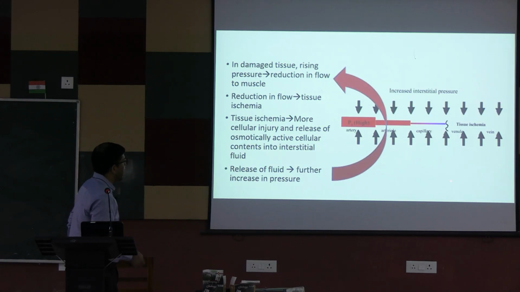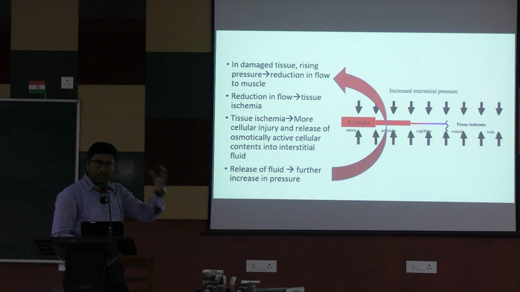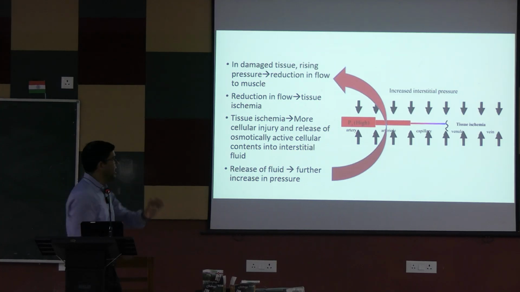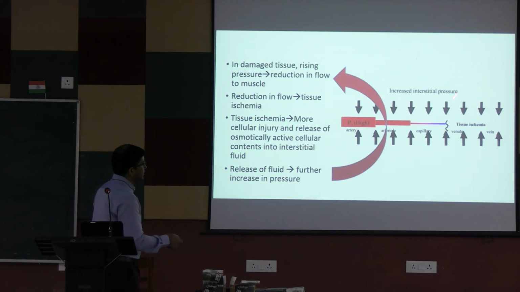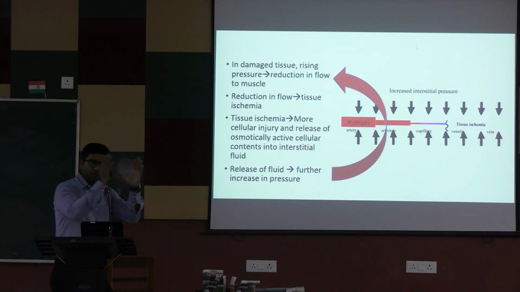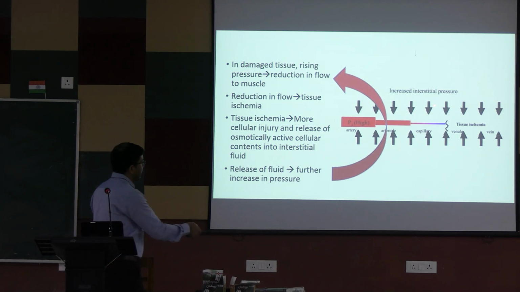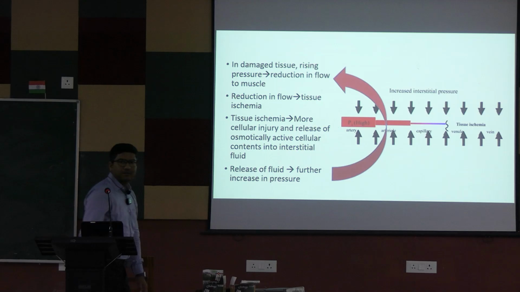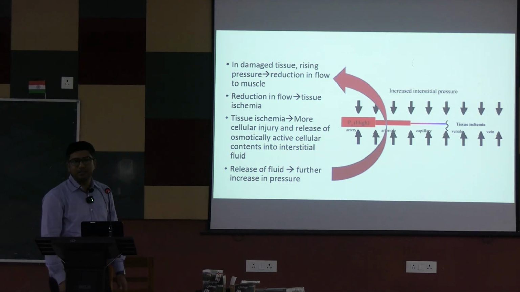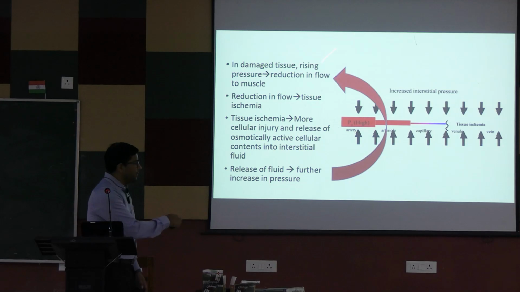But it could be after a trauma, or because of other conditions, I will tell you later. So if the tissue pressure is increased, it is a closed space. So what happens? It compresses the capillaries and disrupts the blood supply. If the blood supply is disrupted, what happens? Tissue ischemia. So this is a vicious cycle.